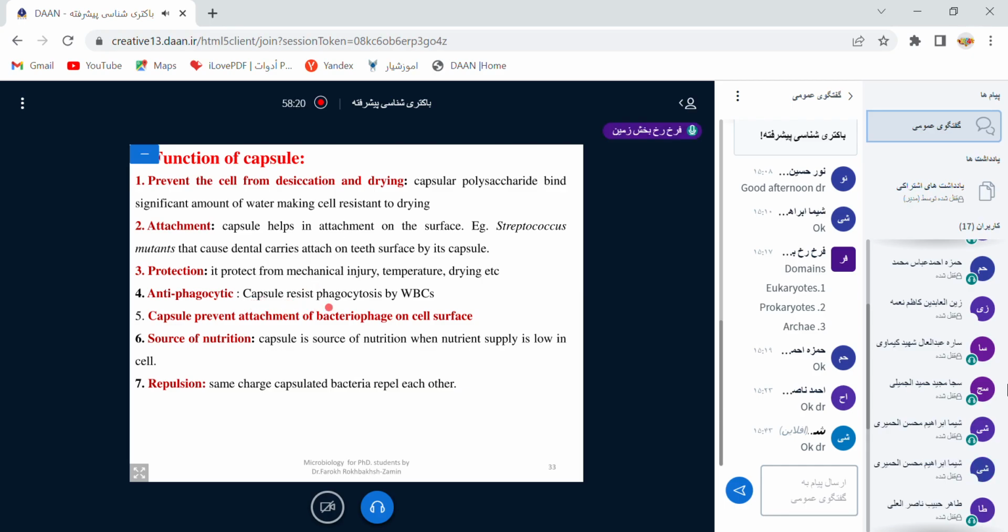Anti-phagocytic. The capsule resists phagocytosis by white blood cells. The capsule prevents attachment of bacteriophage on the cell surface. Source of nutrition. The capsule is a source of nutrition when nutrient supply is low in the cell. Repulsion. Capsulated bacteria have the same charge and repel each other.